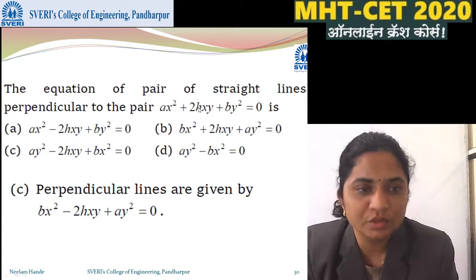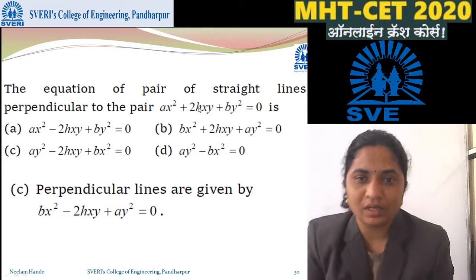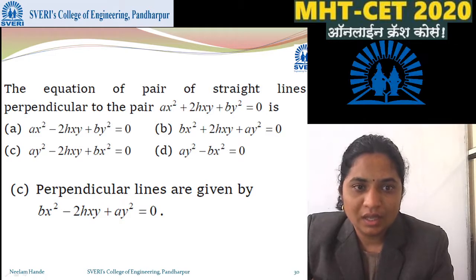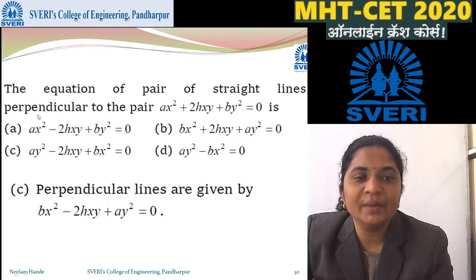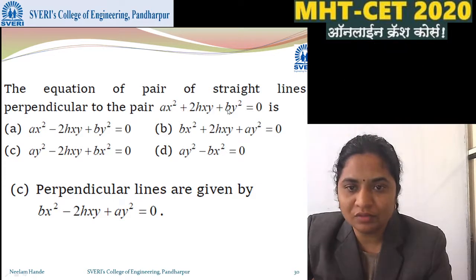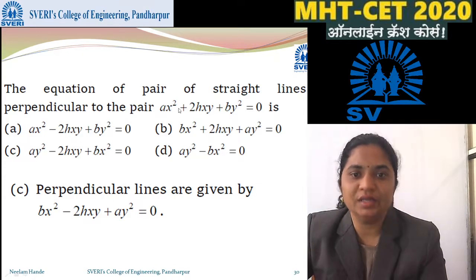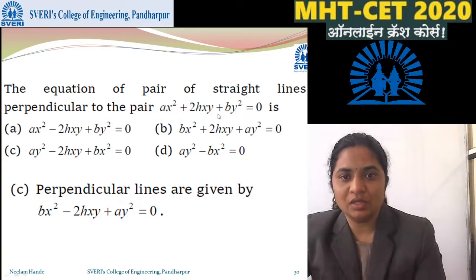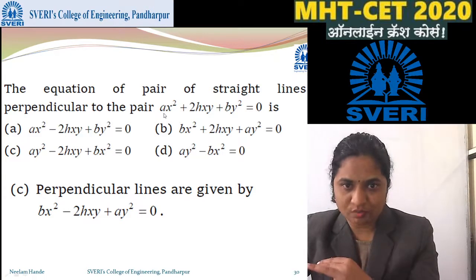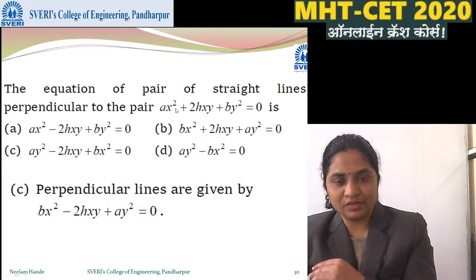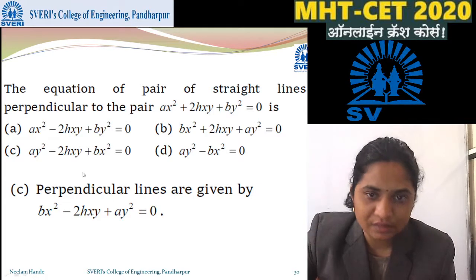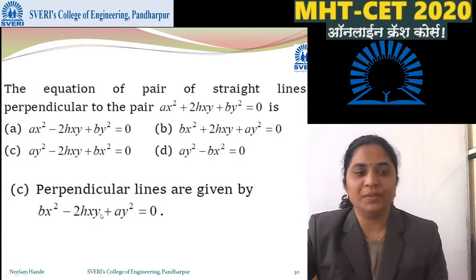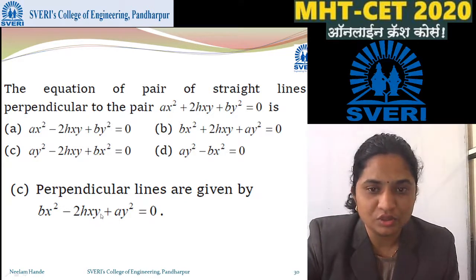Next, the equation of the pair of straight lines perpendicular to the pair. Given here is one equation, and it is asked to find the equation of the perpendicular straight lines. We know how to write perpendicular: we interchange the coefficients and change the sign in between. So a and b will change first, so it is bx square plus ay square, and the sign in between changes, minus 2hxy. So the correct option is C.